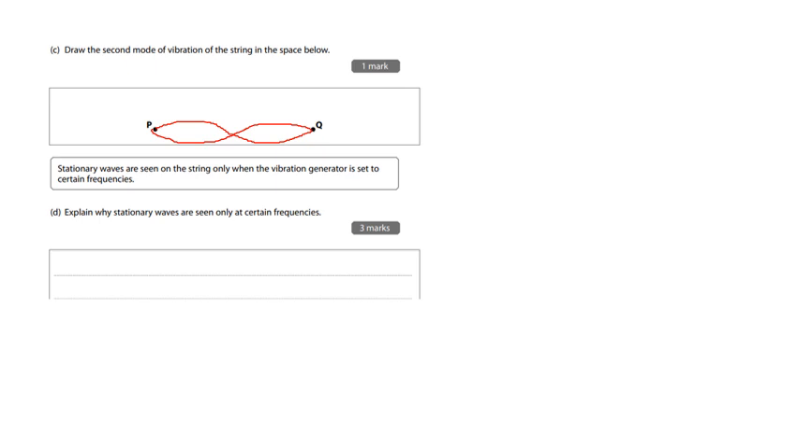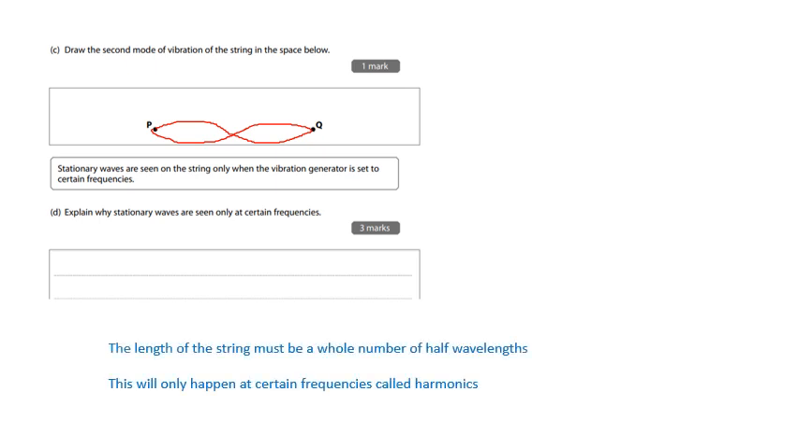Stationary waves are seen on the string only when the vibration generator is set to certain frequencies. Explain why stationary waves are only seen at certain frequencies. So I've done a bit of typing here. Basically, the length of the string has to be a whole number of half wavelengths. In other words, the length of the string can be 1 half wavelength, or 2 half wavelengths, or 3 half wavelengths, etc. But the length of the string has to be a whole number of half wavelengths.